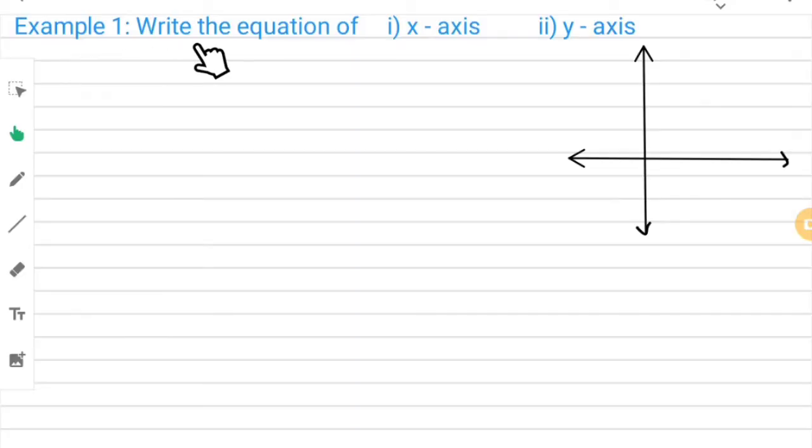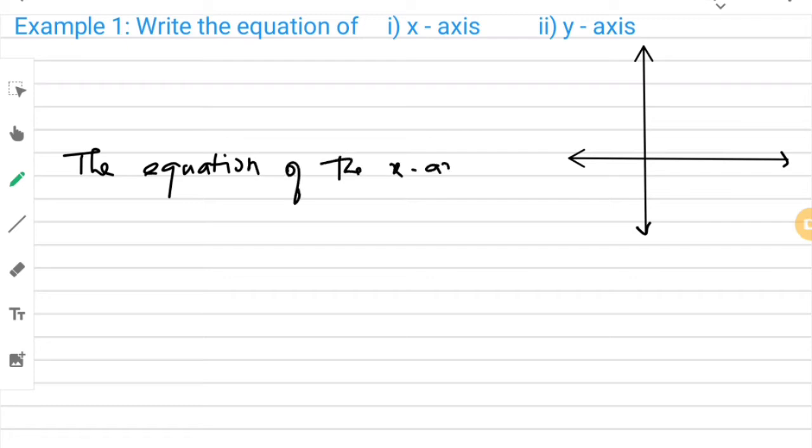Example 1. Write the equation of the x-axis. That means they are asking you to find the equation of this x-axis. The x-axis is the line passing through the point 0 on the y-axis. Therefore, the equation of the x-axis is y is equal to 0, because this is the line passing through 0.